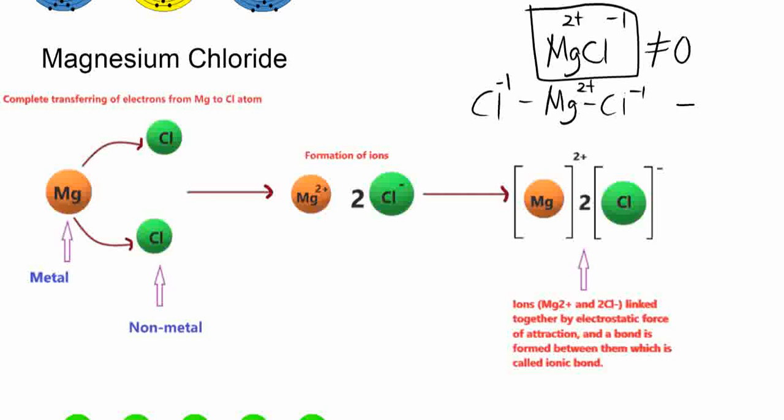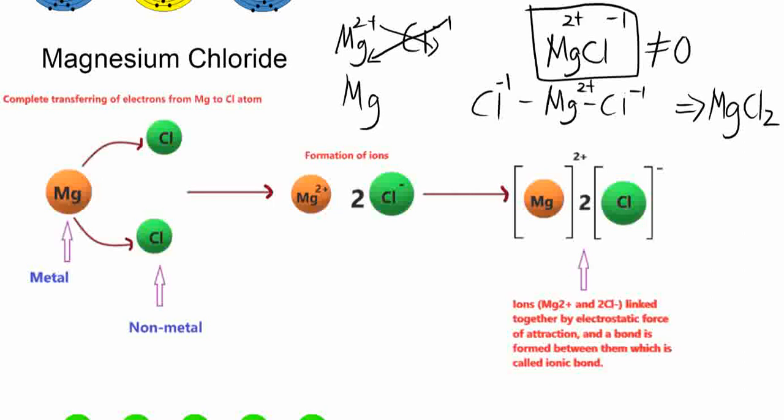MgCl2. Or another way to form the ionic compound is you write the metal element Mg2+ and Cl, the non-metal, -1. And the charge will exchange. 1 goes to Mg and 2 goes to Cl. So Mg only 1, and Cl gets the 2 from here. So MgCl2. And this is a neutral compound.